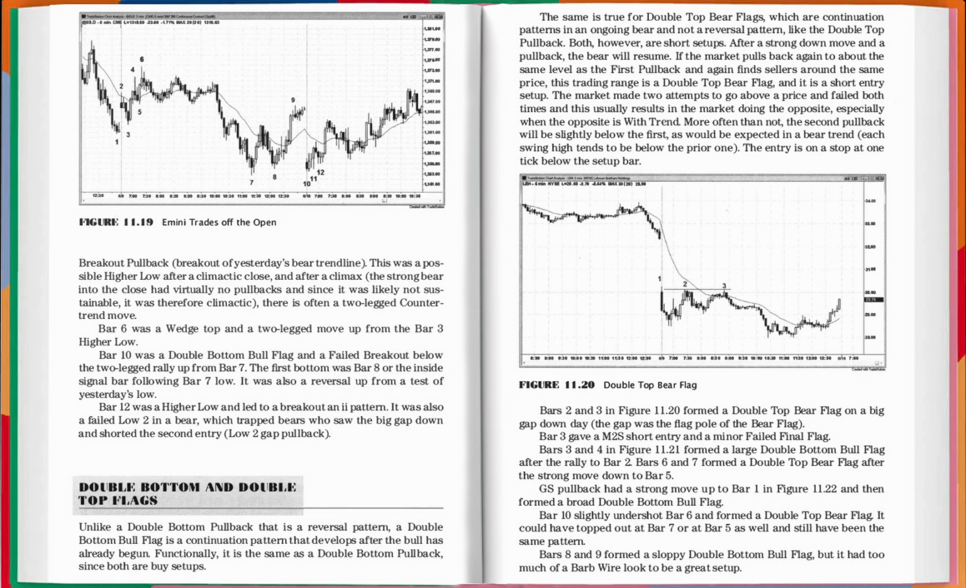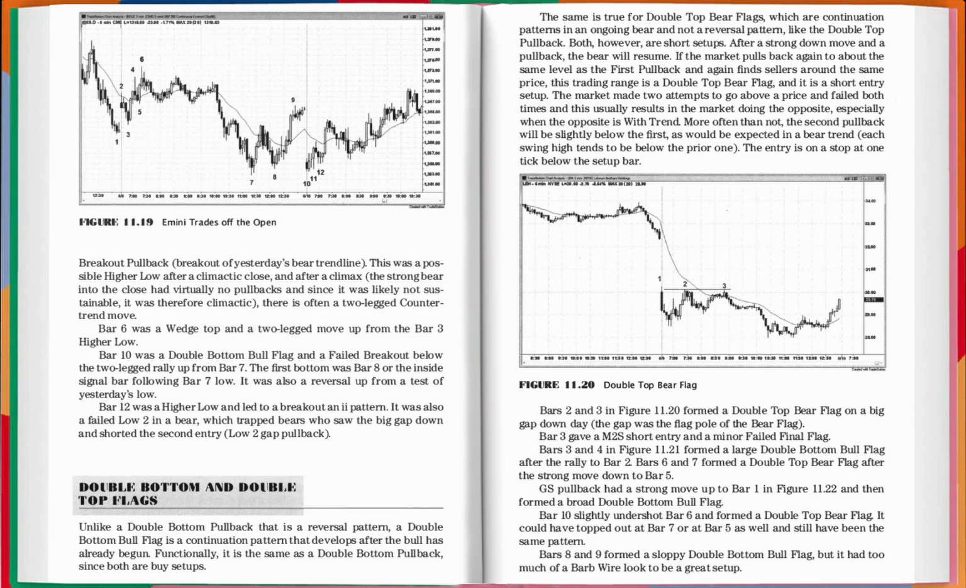More often than not, the second pullback will be slightly below the first, as would be expected in a bear trend. Each swing high tends to be below the prior one. The entry is on a stop at 1 tick below the setup bar. Bars 2 and 3 in figure 11.20 formed a double top bear flag on a big gap down day. The gap was the flagpole of the bear flag.